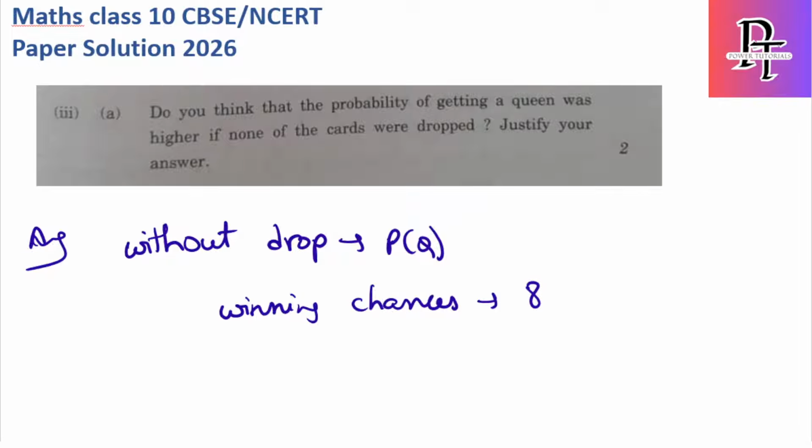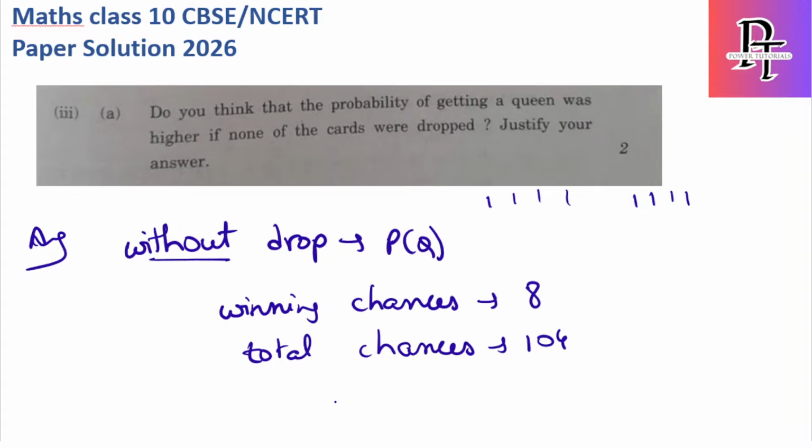So queen winning chances without dropping are 8, because 1 2 3 4, and here also 1 2 3 4, second set also. So total it is 8. So winning chances is 8. Total chances if no dropping means 52 plus 52, which is 104. So the probability without drop, P of Q, I will write it as W bottom. So without drop is 8 by 104. So if I divide by 4, I will get 4 2's, and here 4 2's are 8, 4 6 are 24, again 1 by 13 I'm getting here. This is probability without drop.